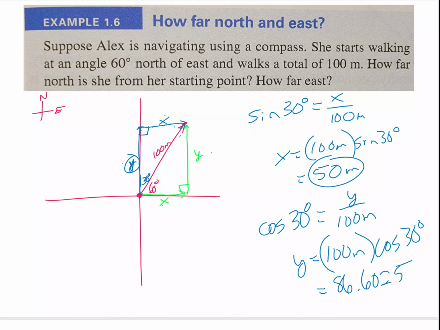Now this is meters, but can we keep all those digits? No. How many can we keep? This was the number they gave us, 100, so we can keep one significant digit, because we don't know if these two digits here are measured or not. So it's 86.6, and we can keep one digit: 90 meters.